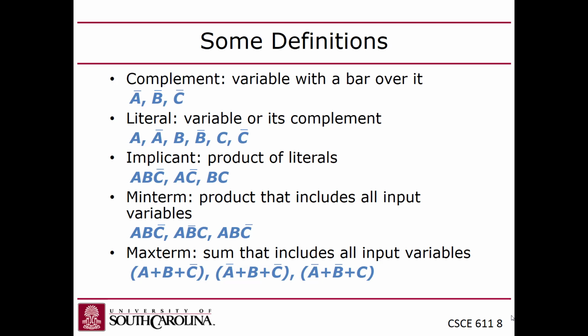An implicant is a product of literals. A minterm is an implicant that includes all input variables. I often switch these and get them confused, implicant versus minterm. It's not a huge difference, but implicant is the more general term, whereas a minterm is when you have all the literals in there. And a maxterm is the sum of all the input variables.